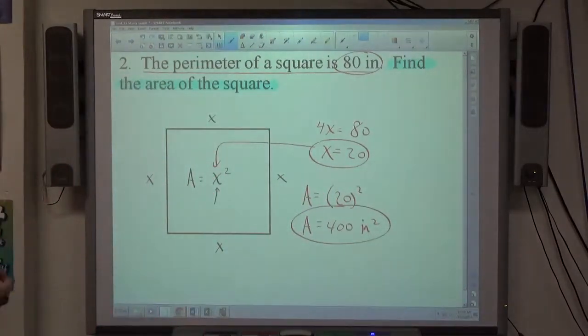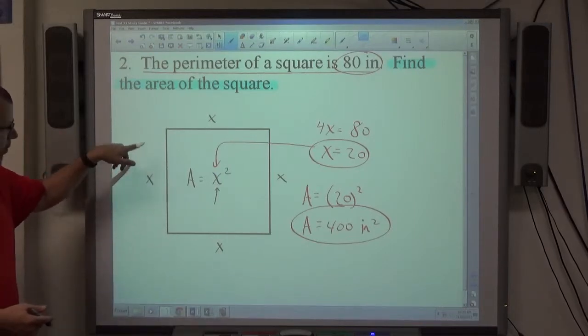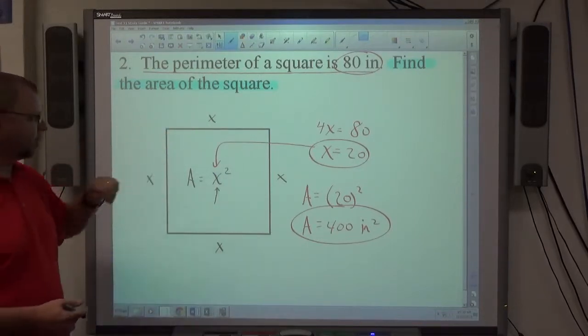Okay, so on the test, expect to be given a square. I'll give you the perimeter and ask you for the area. Use the perimeter to find x, and once you know what x is, square it to find the area.